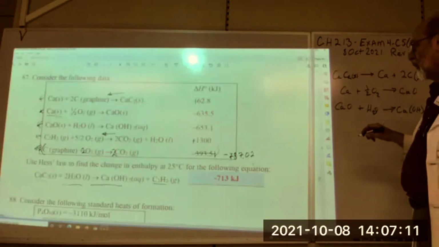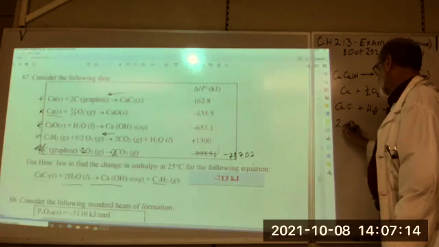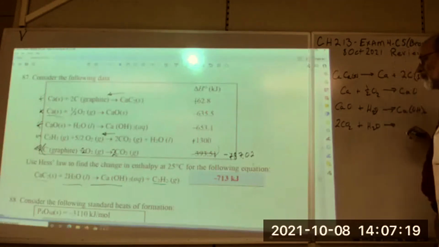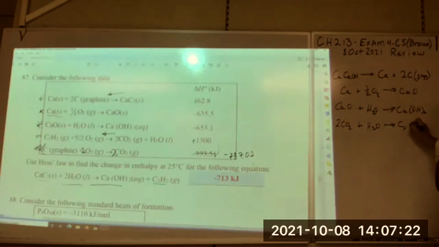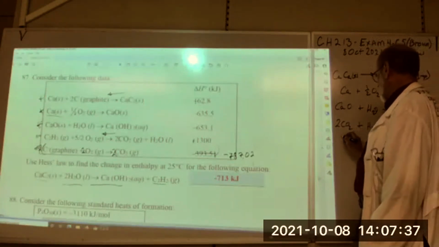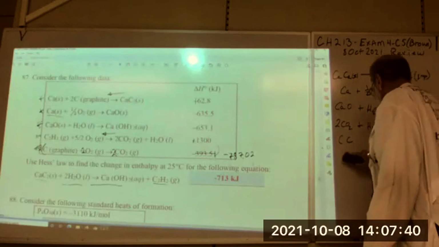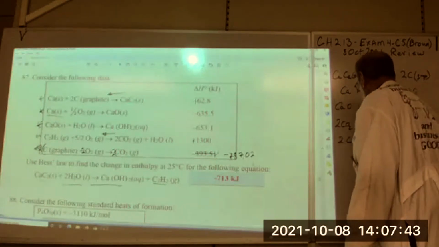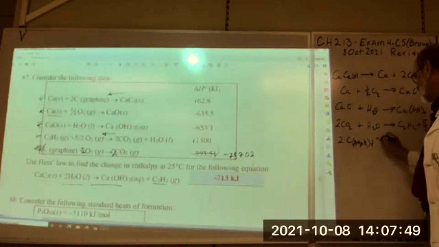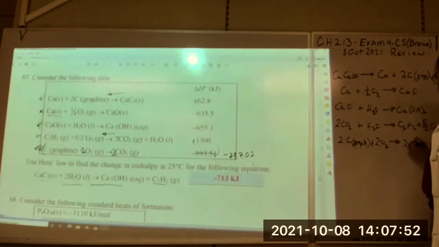We need to flip that one: 2 CO2 plus water yields acetylene plus 5 halves oxygen. Okay. And then the last one, as is with our change, 2 carbon graphites plus 2 oxygens yields 2 carbon dioxide.